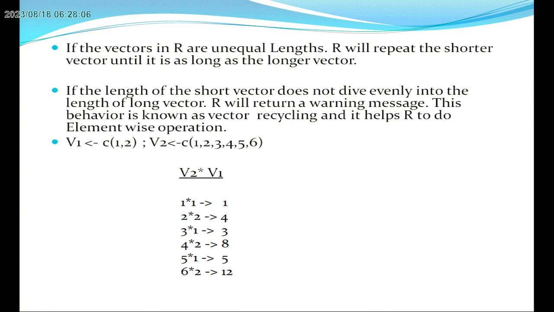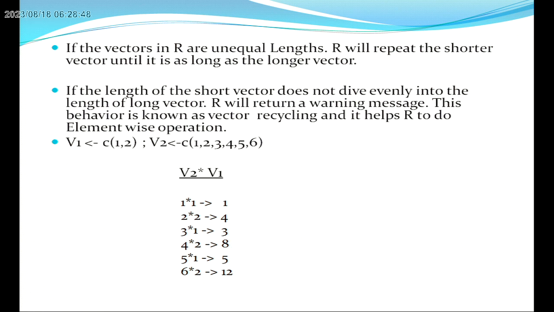If the vectors in R are of unequal length, that is, the first vector has a different length from the second vector, R will repeat the shorter vector until it is as long as the longer vector. If the length of the shorter vector does not divide evenly into the length of the longer vector, R will return a warning message, not an error message, only a warning. This behavior is known as vector recycling. It helps to do the element wise operation.